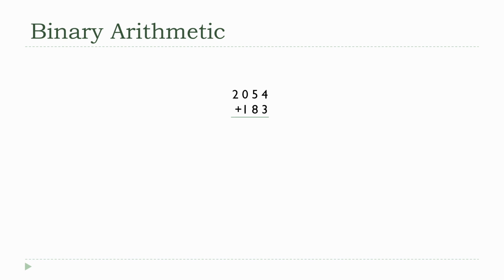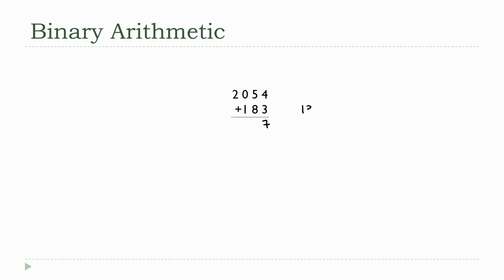How can we add two binary numbers together? Well, before we talk about that, I want to take a look at a decimal example because the process for doing this with binary numbers is exactly the same as the process for doing it with decimal numbers. You remember the way this works is you start at the right-hand side and you add down the columns. So 4 plus 3 is 7, that's fine.